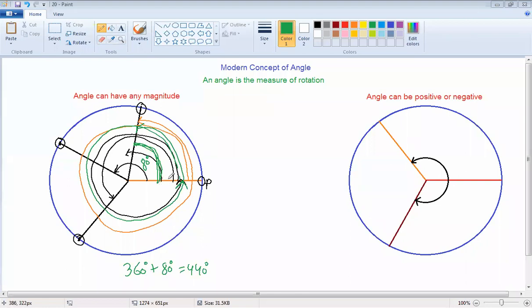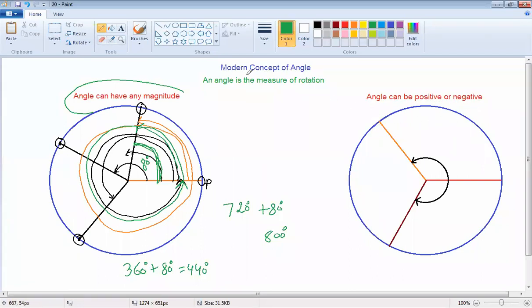What I can say more, suppose the wheel has completed two rotations, then the angle will be 720 degree. In the third rotation, suppose 80 degree more rotation goes, then the angle will be 800 degree, and so on. So angle can have any magnitude. One more thing, angle can be positive or negative also. Let us see now the right side diagram.